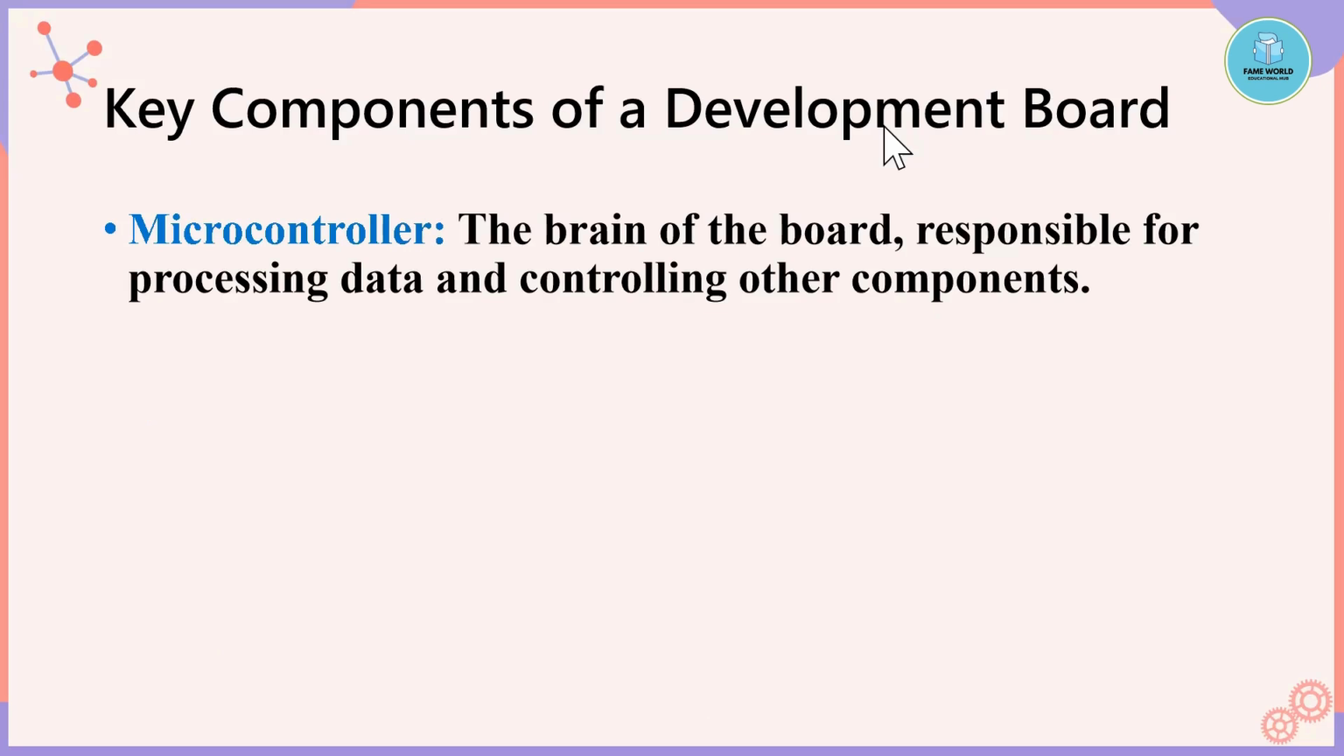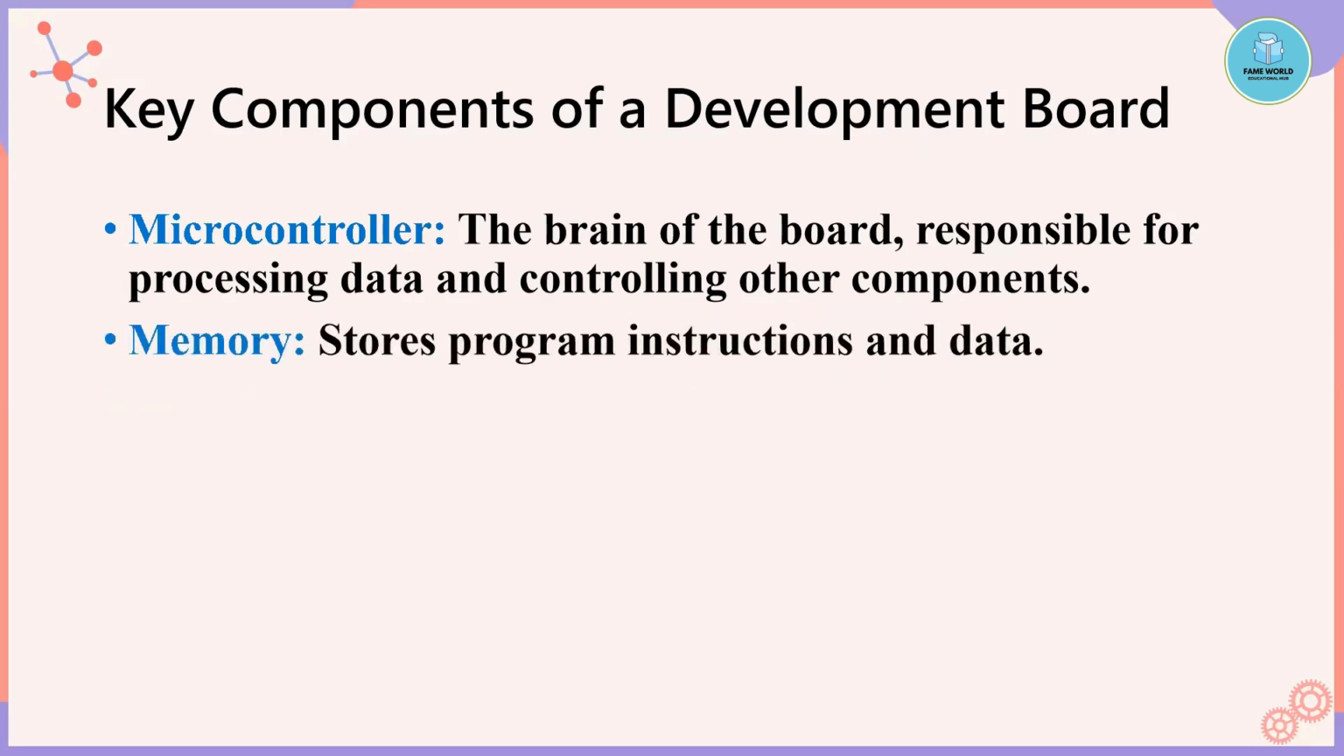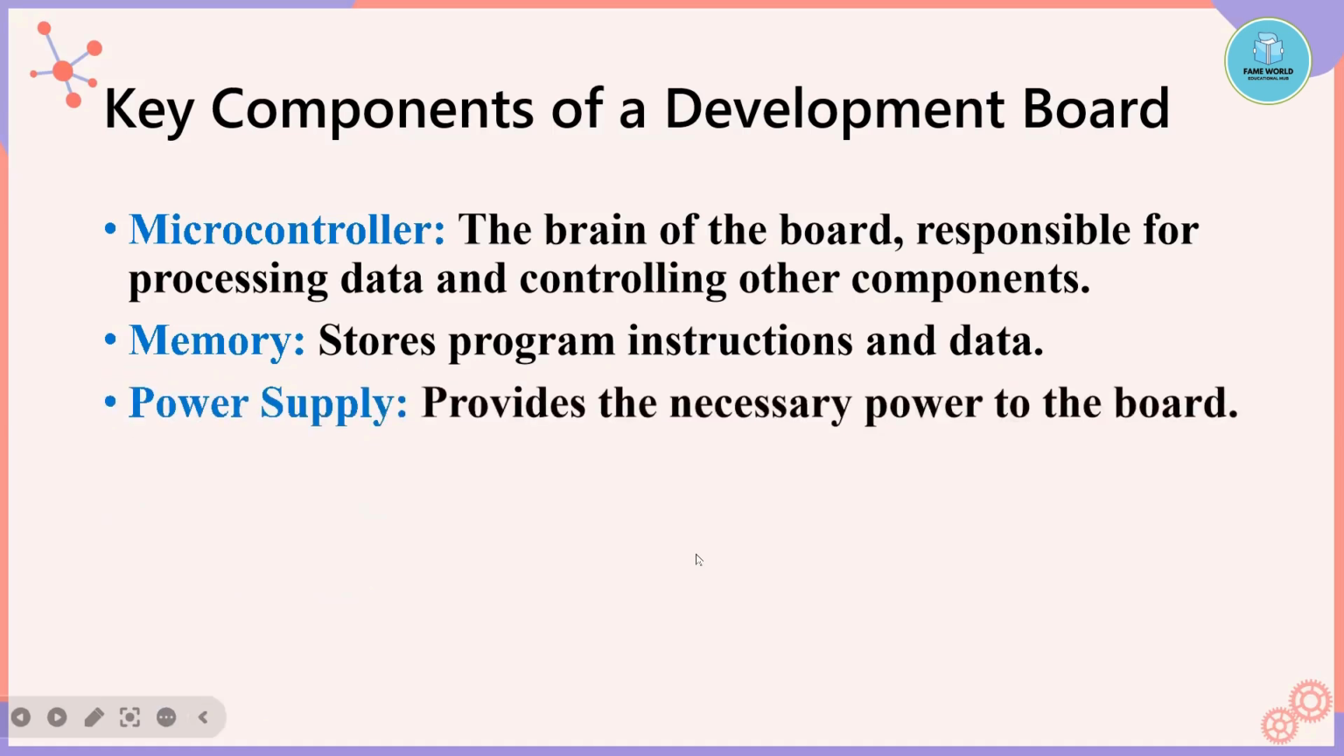Microcontrollers, already talked about. The brain of the board, responsible for processing data and controlling all the other components. Memory is there. Memory does what? It stores program instructions and data. Then the power supply is there. Power supply provides the necessary power to the board. Without the power, how will it run? Memory will be storing the data and instructions. Microcontroller is working as a brain; it operates it.